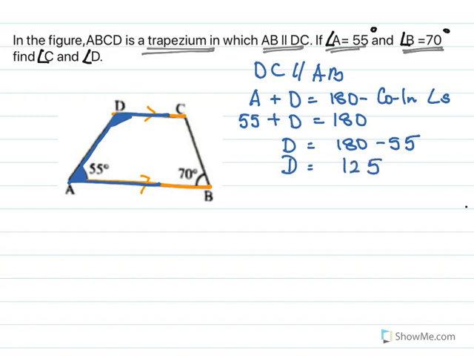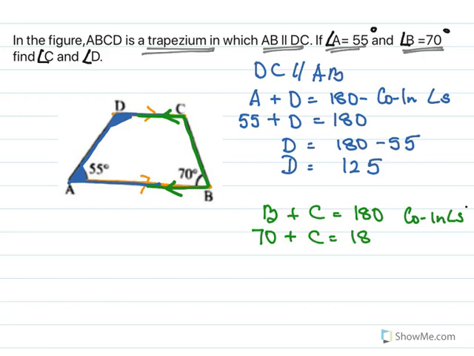There's another set of co-interior angles. Parallel line, transversal, parallel line. So here again we can say B plus C is 180, co-interior angles. So 70 plus C is 180, C is 180 minus 70, C is 110 degrees.